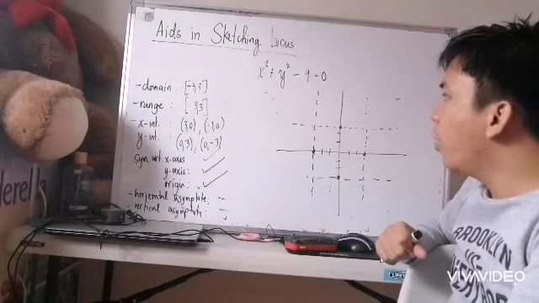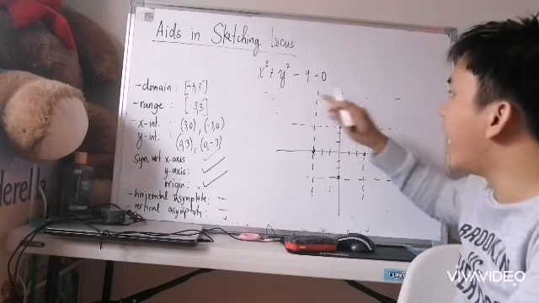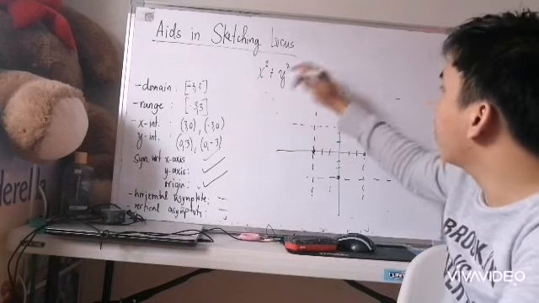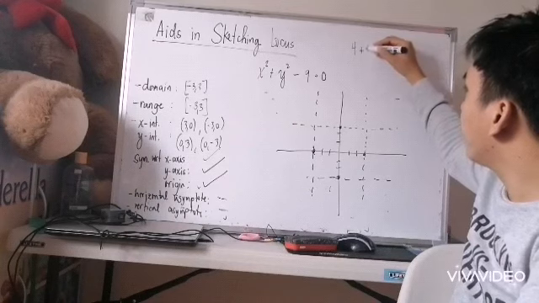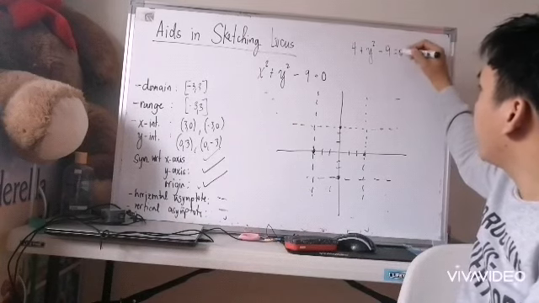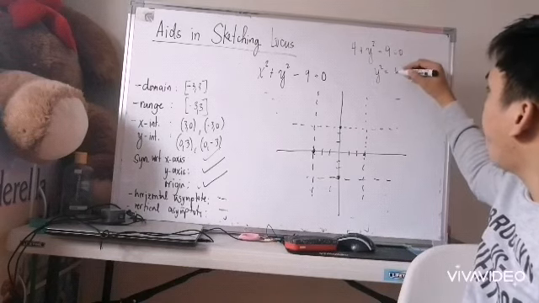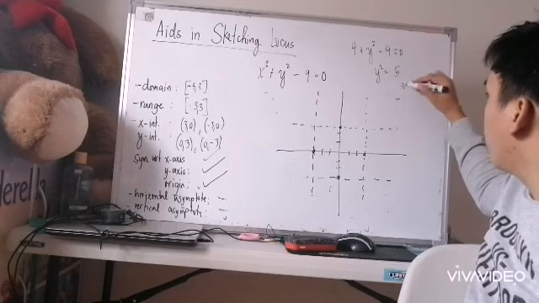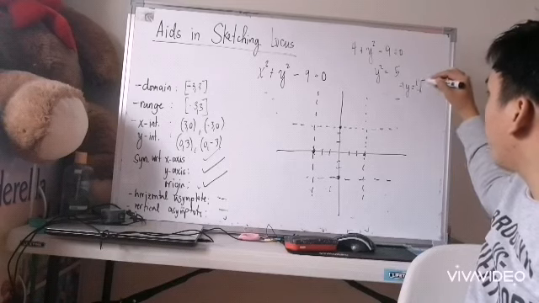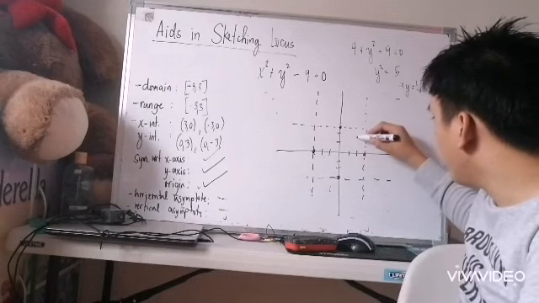So let's check. What value is this? This is x equals 2. So when x equals 2, this becomes 4 plus y squared minus 9 equals 0, implying y squared equals 5. And so y equals plus or minus square root of 5. So probably square root of 5 is somewhere here.